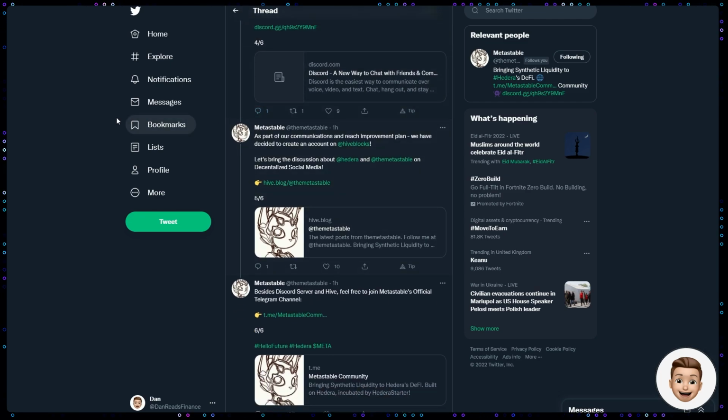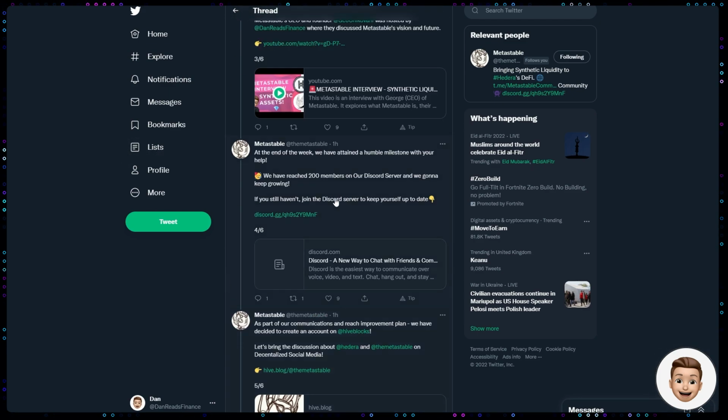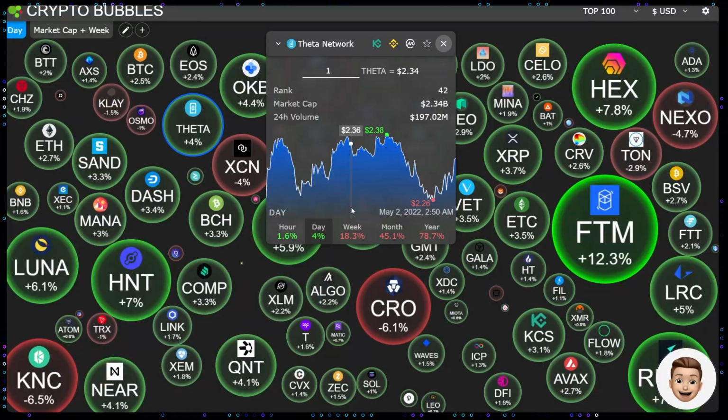Part of the communications and reach improvement plan, we've decided to create an account on Hive blocks. So again, bring the discussion about Hedera and METASTABLE on decentralized social media. And then besides the Discord server and Hive, feel free to join METASTABLE's official Telegram channel. There's lots of good information in there as well. So if you guys want to keep up to date with this project, there's several different socials for you to do so.